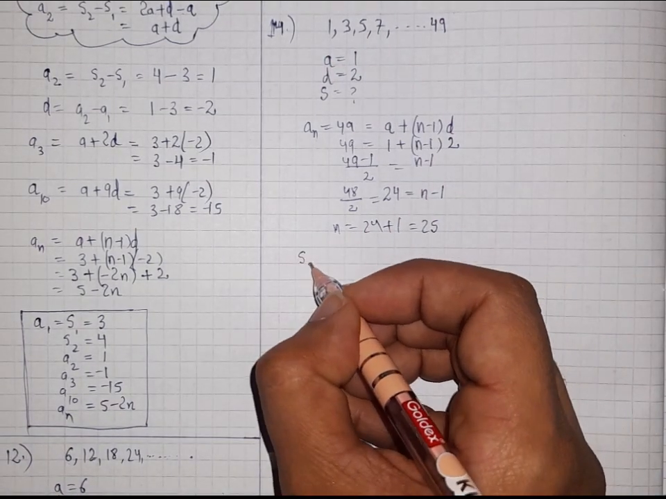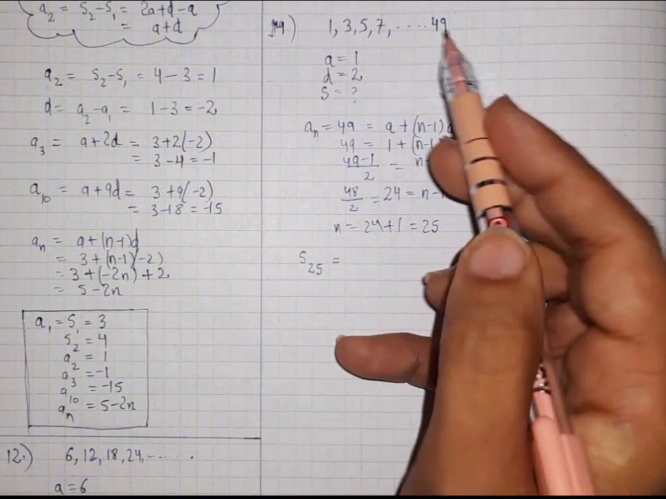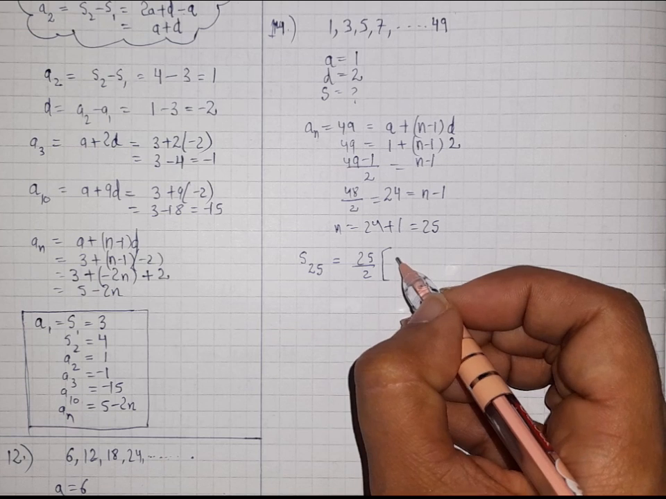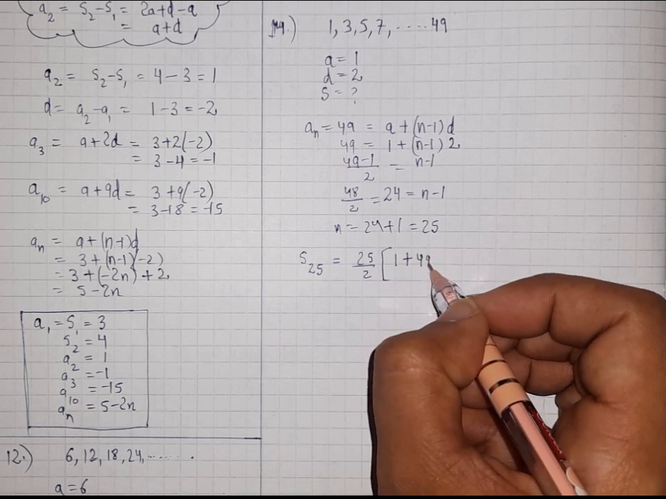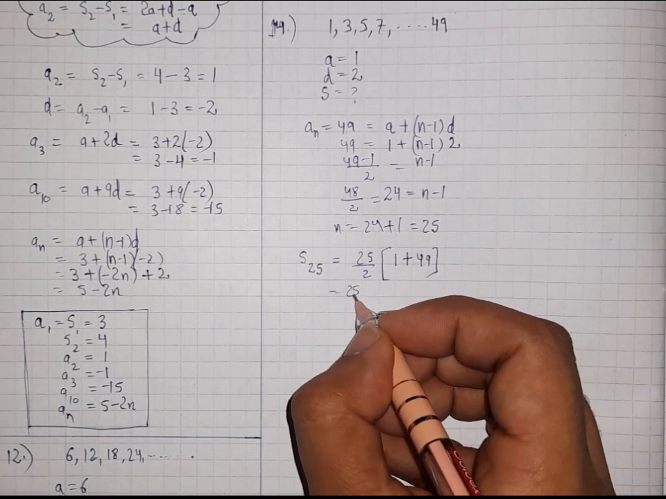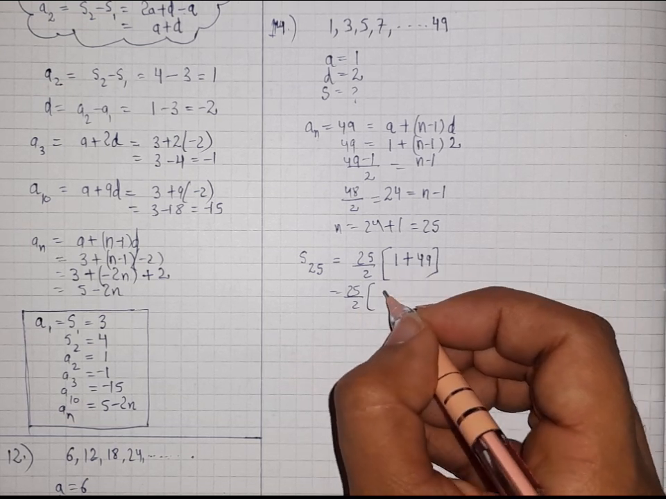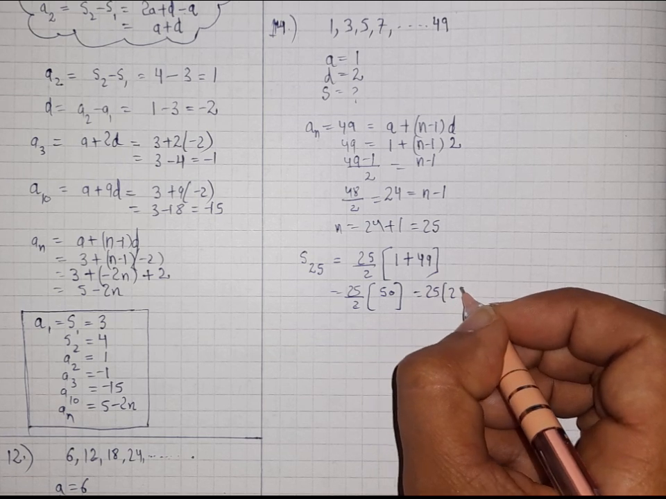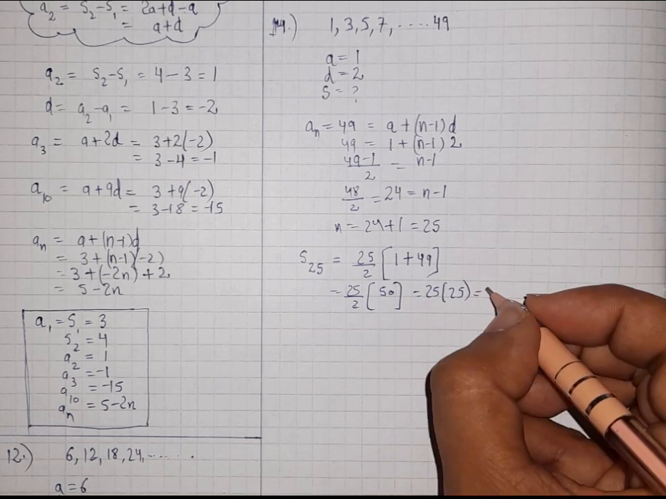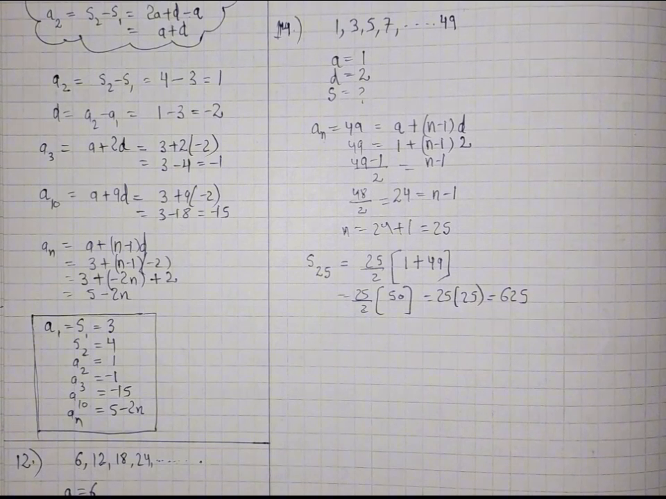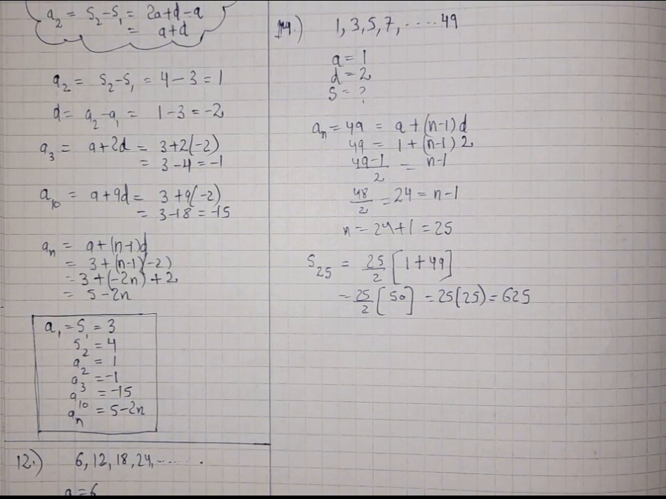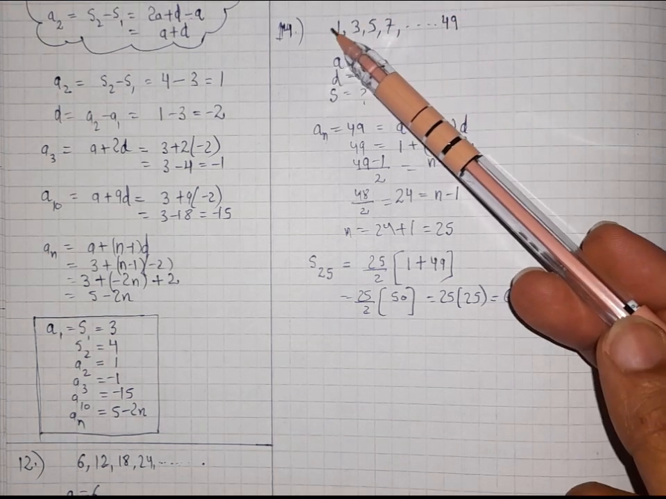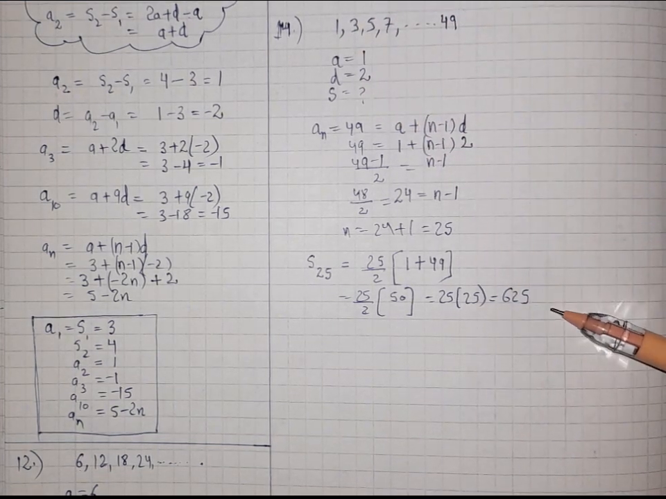Now the sum of the first 25 terms of a given AP will be n upon 2 into a plus an, that is 25 upon 2 into 49 plus 1, 50. 50 upon 2 equals 25 and 25 into 25 will be 625. So sum of the first 25 terms of a given AP is 625. That is, sum of the odd numbers between 0 and 50 is 625.